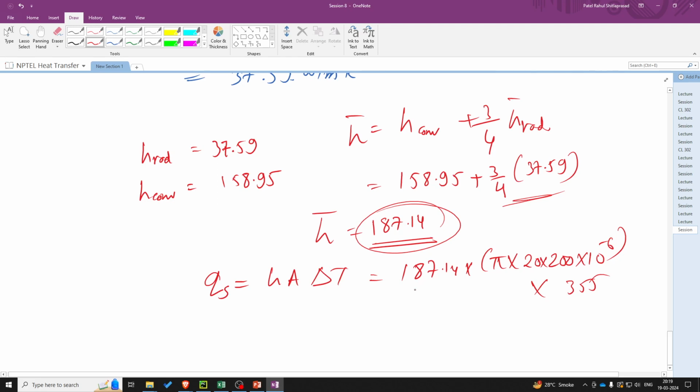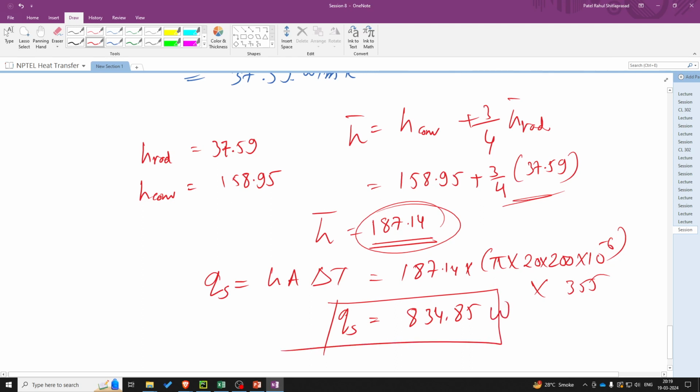So this will come around 834.85. So the overall heat transfer is 834.85 watt. That is what was asked in the question.